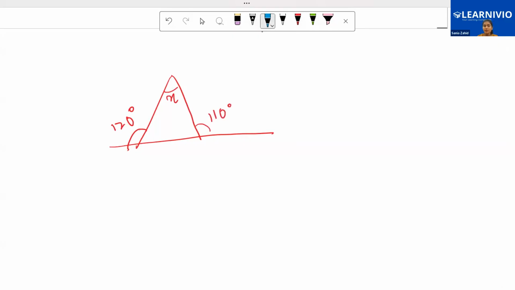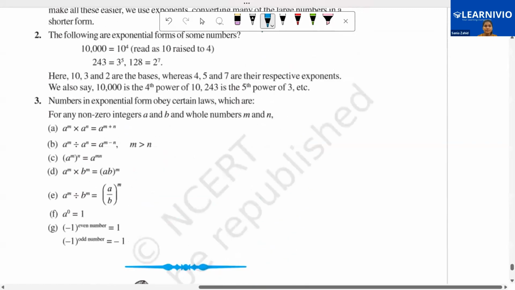So see, Harmeen, to find the value of x, you can use the angle sum property. But for the angle sum property, you need this angle and this angle also, right? Is there a way to find both angles? Yeah, there is a linear pair. So this angle becomes 60 degrees because 120 plus 60 is 180, and this angle becomes 70 degrees. So now x plus 60 plus 70 gives you 180 degrees. 60 plus 70 is 130. So x becomes 50 degrees. Understood? Yes, ma'am.